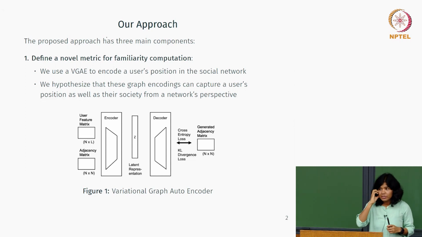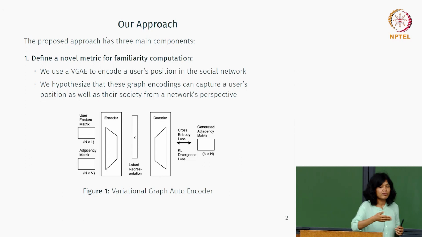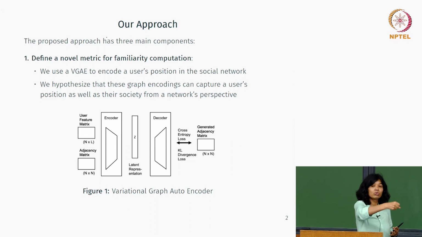There have been a few other approaches, such as common friends between two of us. That could be another way to measure familiarity: the more common friends we have, the stronger the familiarity. But again, it doesn't capture two hops away, or three hops away, how far. It doesn't capture the whole network picture.